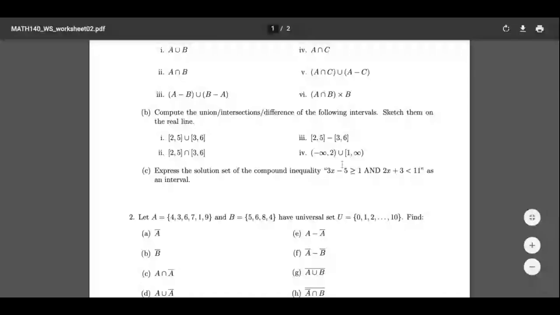Why is the bracket closed? What do you mean, the bracket closed? You mean the 2? Oh, because that's in the set, that's in the question. You see this 1? 1 is in the bracket. Make sense?